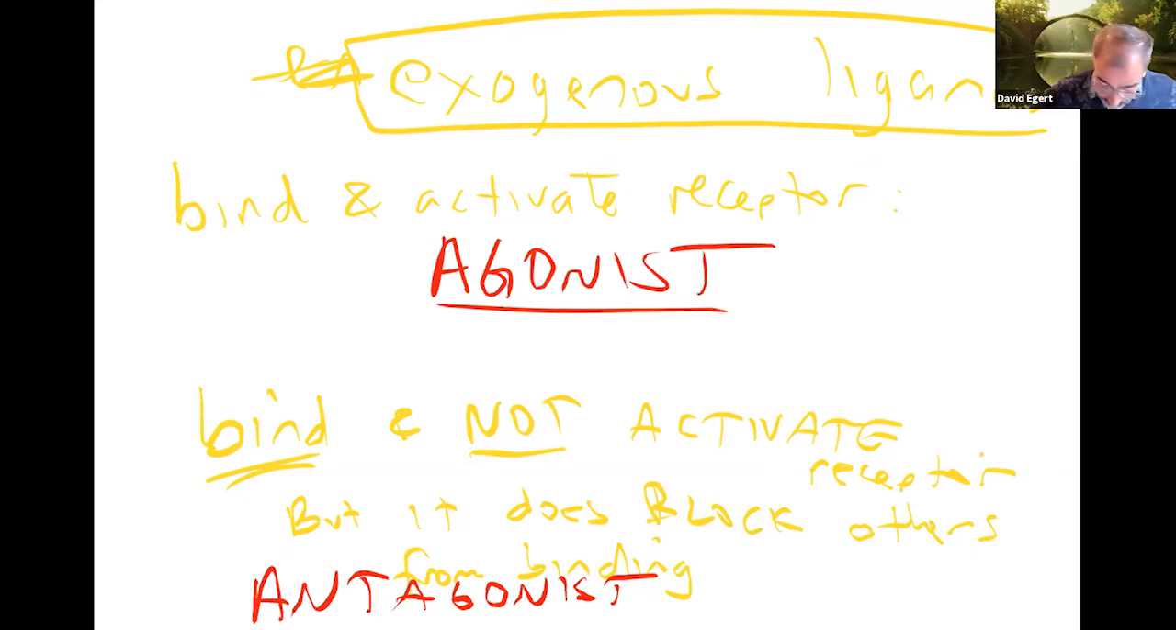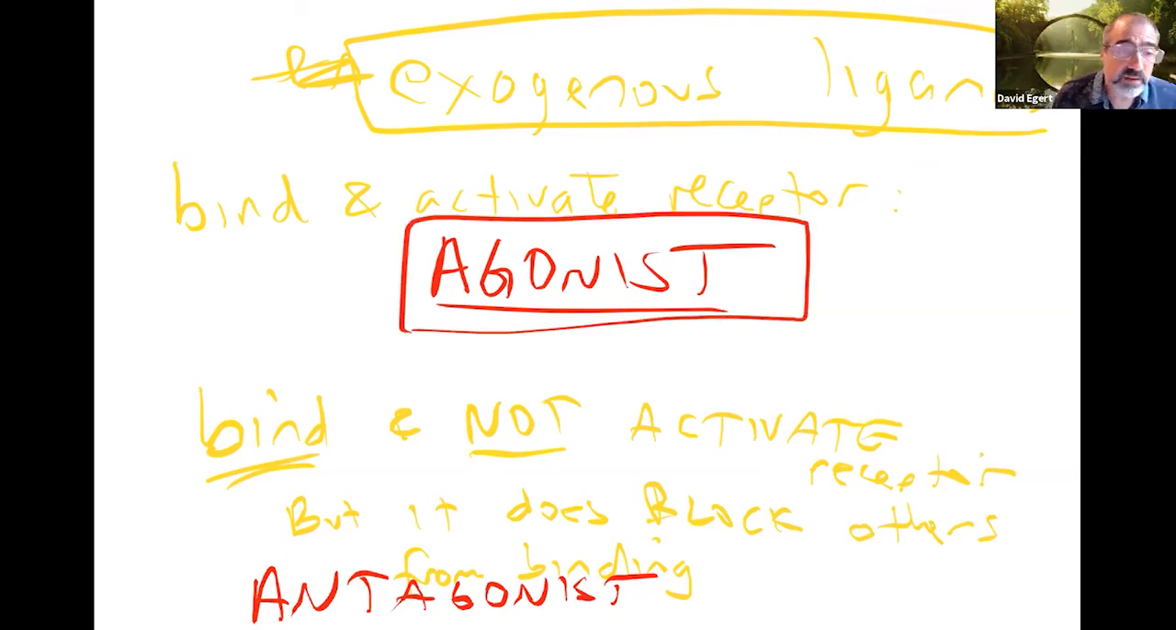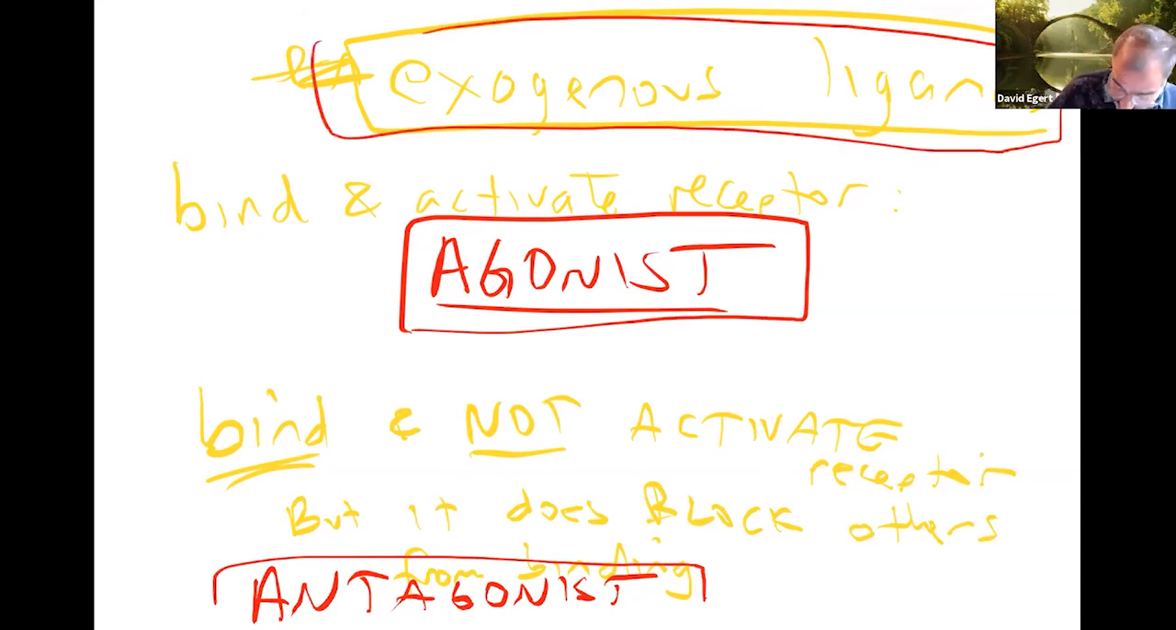All right. So agonists get in there, bind, and they activate it. Antagonist gets in there, binds, but it doesn't activate it. It actually doesn't turn it on, but it blocks other things from getting in there. There are also things in the middle, things we call partial agonists, that turn them on, but not quite as strongly as an endogenous ligand would. So there's a continuum that gets more complicated. The other thing we can talk about with exogenous ligands is affinity, how tightly it binds.